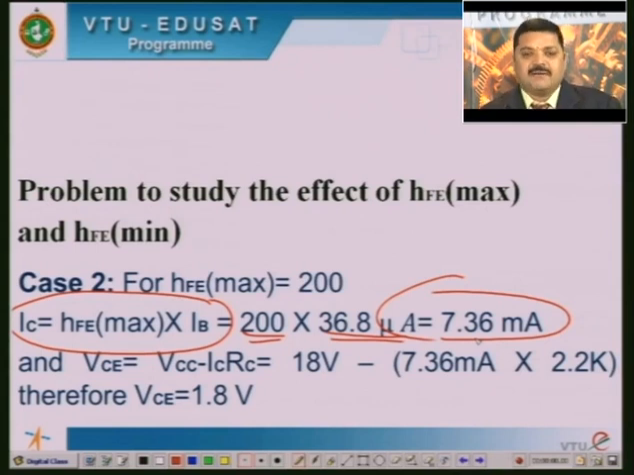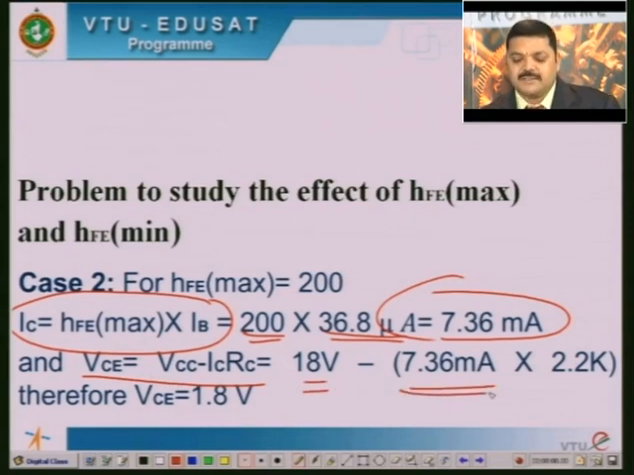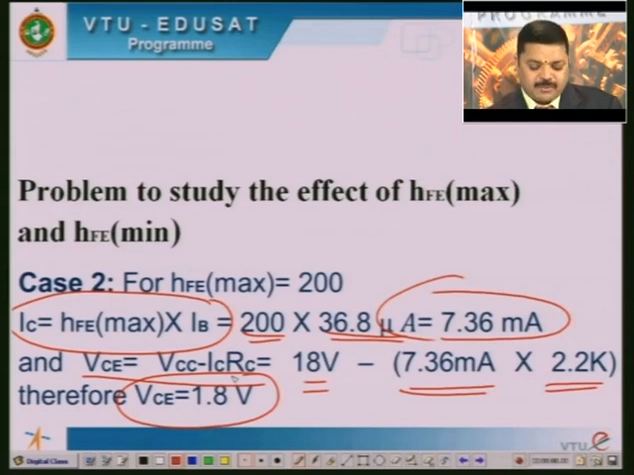Here I have directly kept the answers. VCE is given by VCC minus IC into RC, which is 18 volts minus 7.36 milliamps, the collector current we got for HFE equal to 200, multiplied by RC, which is 2.2 K. Therefore, the new value of VCE is 1.8 volts.